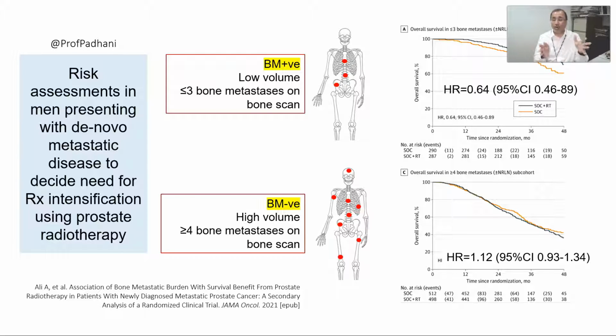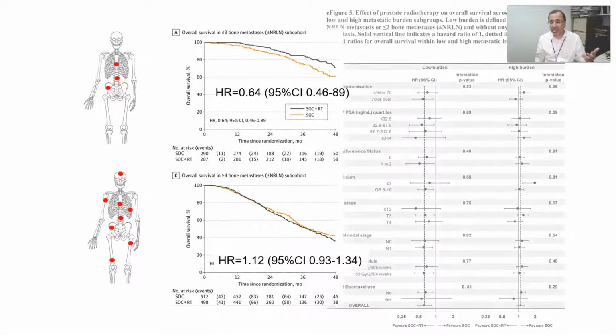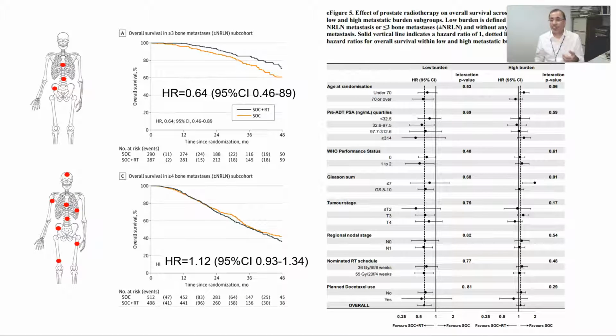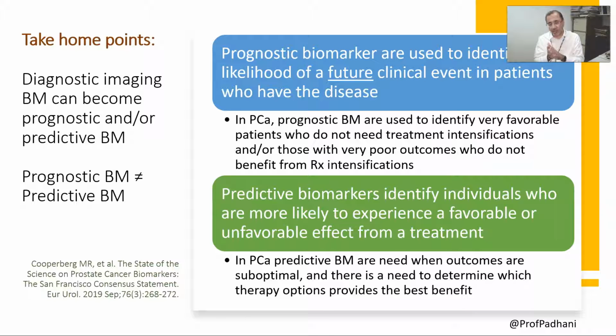So if you have 3 or fewer bone metastases on a bone scan, it predicts for improved overall survival. If you have 4 or more bone metastases, you can see it predicts for the absence of benefit. And it turns out that the bone scan is predictive regardless of your performance status, regardless of your Gleason score, regardless of your tumor state, regardless of your nodal state. So it's highly predictive.